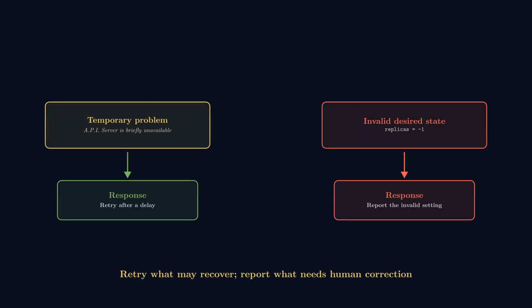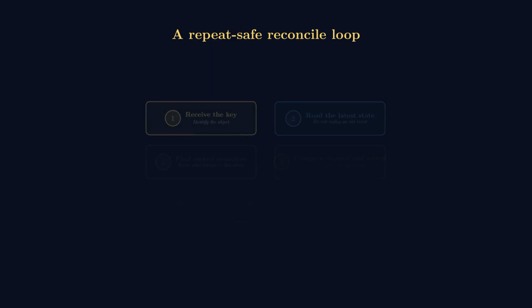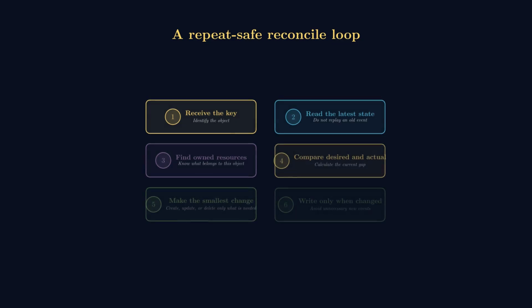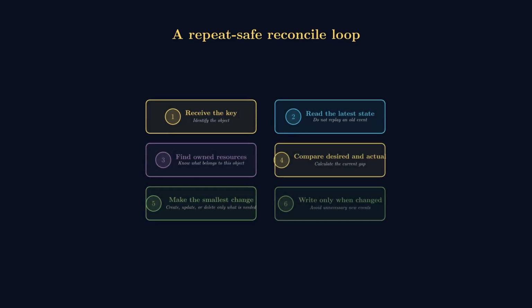We can now turn the idea into a practical checklist. Start from the key. Read the latest desired state. Find the resources this object owns. Compare desired and actual state. Make only the smallest required change. Write status only when it changed. Then return, knowing that the same key may arrive again.